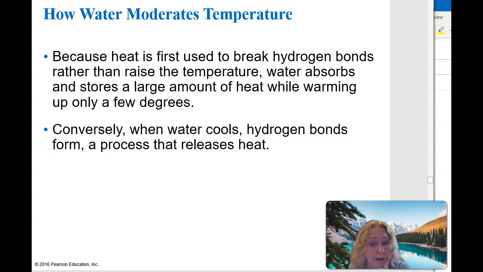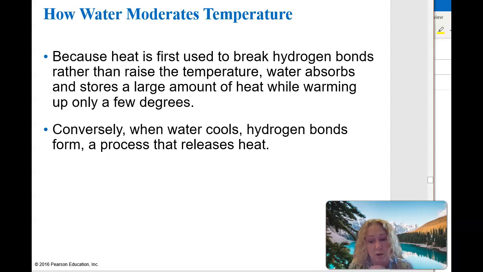Okay, so heat is the first way to break hydrogen bonds. Rather than raise temperature, water absorbs and stores a large amount of heat while warming up only a few degrees. This is how it moderates temperature. So before it goes ahead and freezes or releases as gas, it just absorbs it all. It will take days before this evaporates, right? I could leave it on my desk for at least a week before it's gone. It doesn't evaporate immediately, but eventually it will. But it will keep a stable temperature. It'll stay about room temperature in my office for days and days and days.